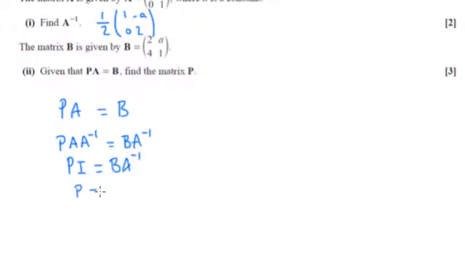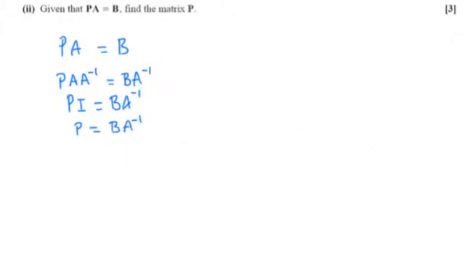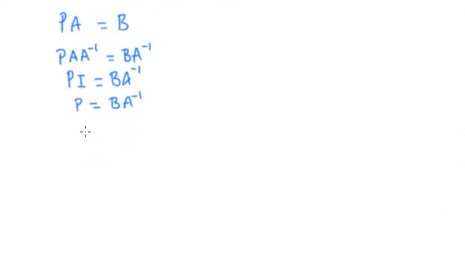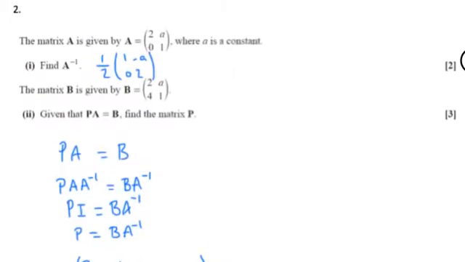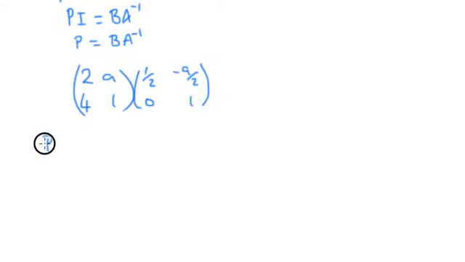In other words, p is going to be equal to the product of b times the inverse of a. So, if we take b's matrix, which is 2, a, 4, 1, and we're going to times it by the inverse of a, which was a half, minus a over 2, 0, 1, then this will give us p. So let's multiply this out.